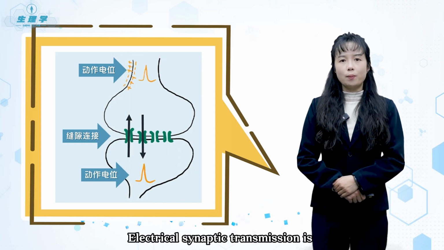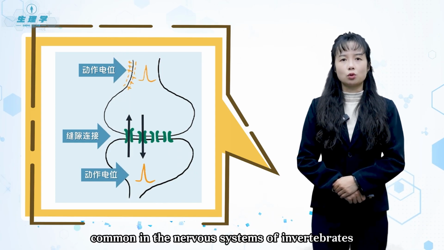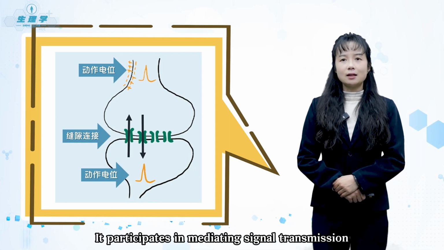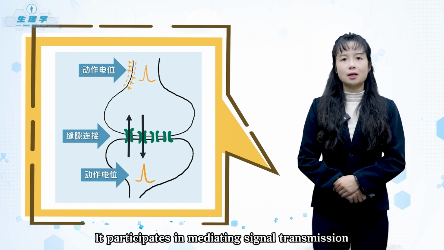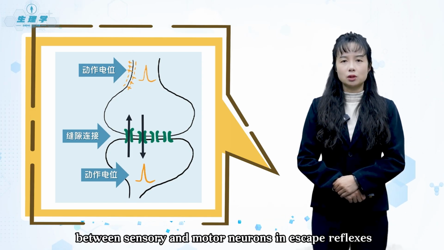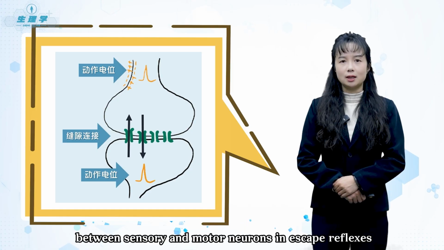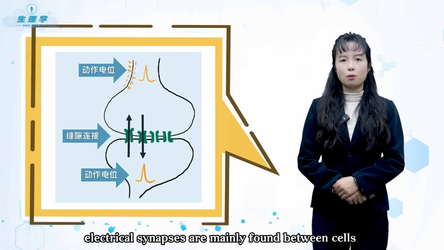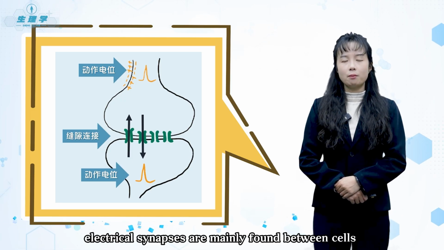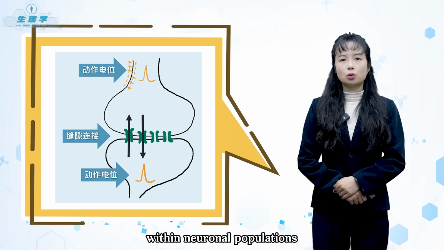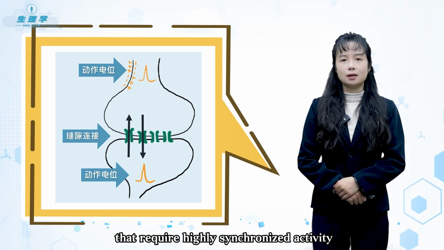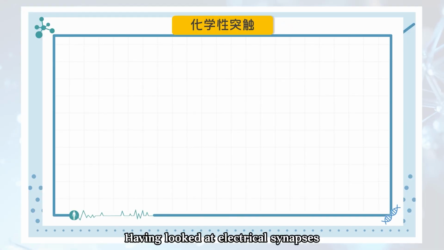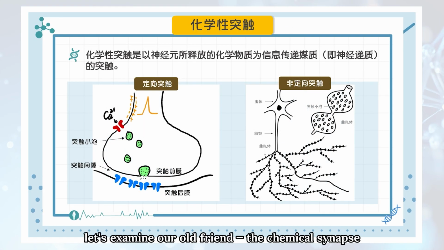Electrical synaptic transmission is common in the nervous systems of invertebrates. It participates in mediating signal transmission between sensory and motor neurons in escape reflexes. In the adult mammalian central nervous system and retina, electrical synapses are mainly found between cells within neuronal populations that require highly synchronized activity. Having looked at electrical synapses, let's examine our old friend, the chemical synapse.